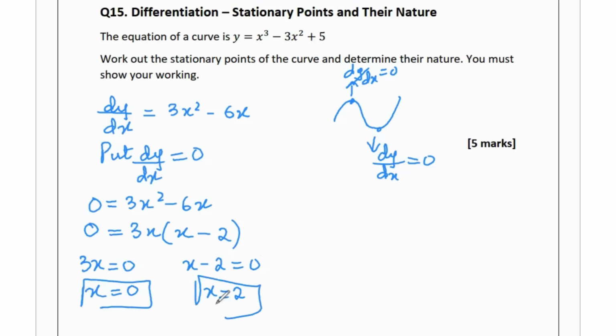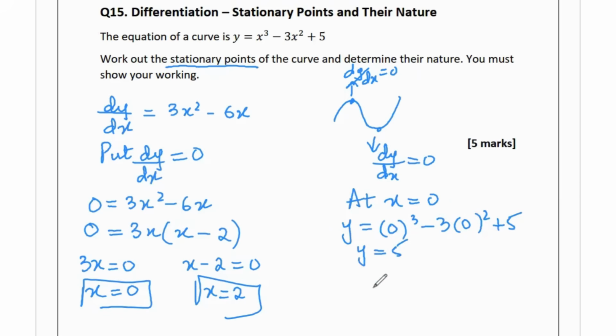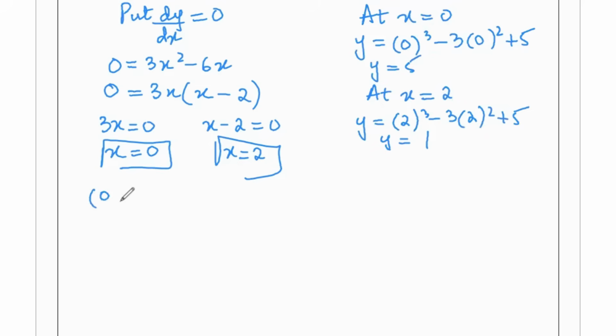Now we have to determine the nature of these points. It also says stationary points, which means we need to find the corresponding y values as well. We need the full coordinate. So let's first find the y value. At x equals 0, y is going to be 0 cubed minus 3 times 0 squared plus 5, which is 5. And at x equals 2, y is going to be 2 cubed minus 3 times 2 squared plus 5, which is y equals 1. Which means one coordinate is (0, 5) and the other is (2, 1).